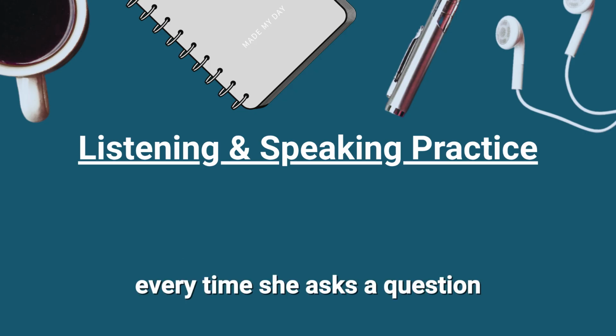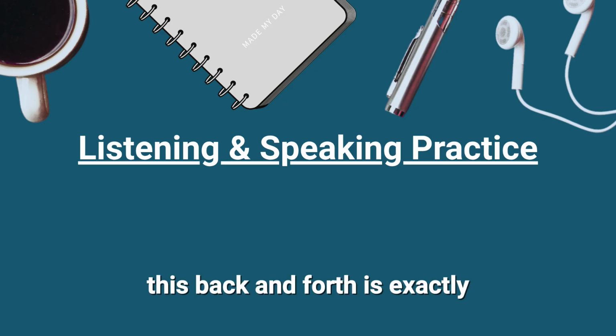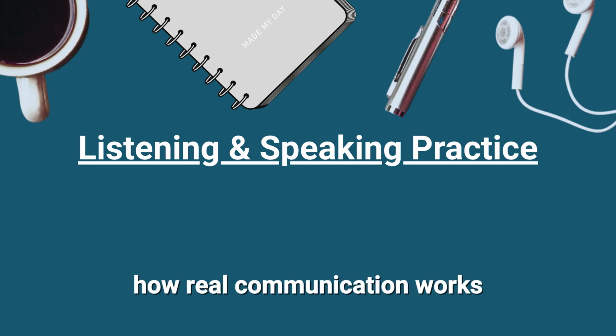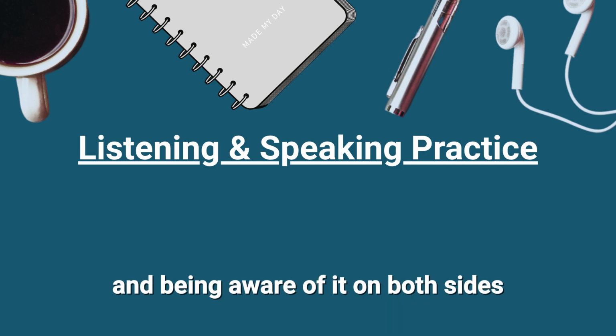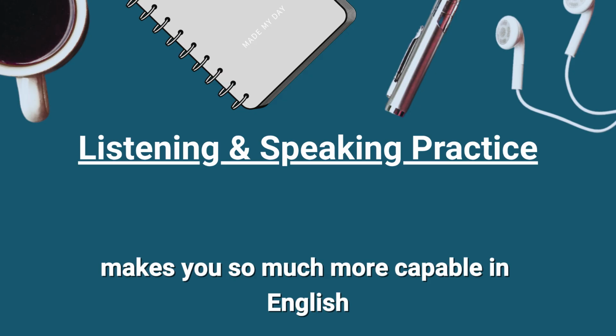In that conversation, Clara is actively requesting clarification and examples. Every time she asks a question, Tom responds with a signal phrase and an illustration. This back and forth is exactly how real communication works, and being aware of it on both sides, as the speaker and as the listener, makes you so much more capable in English.